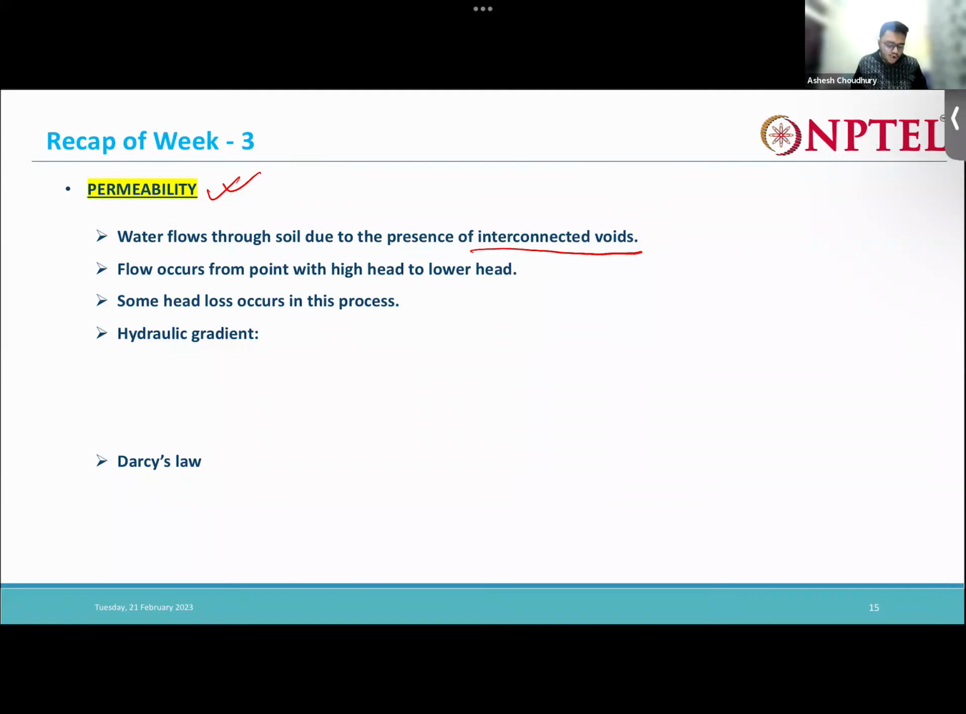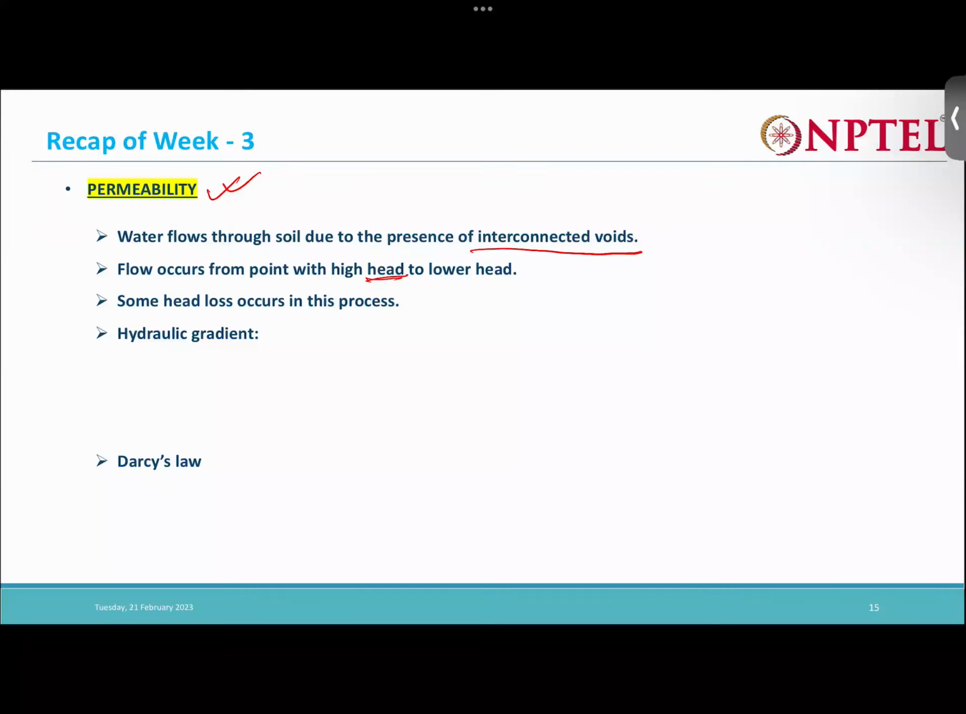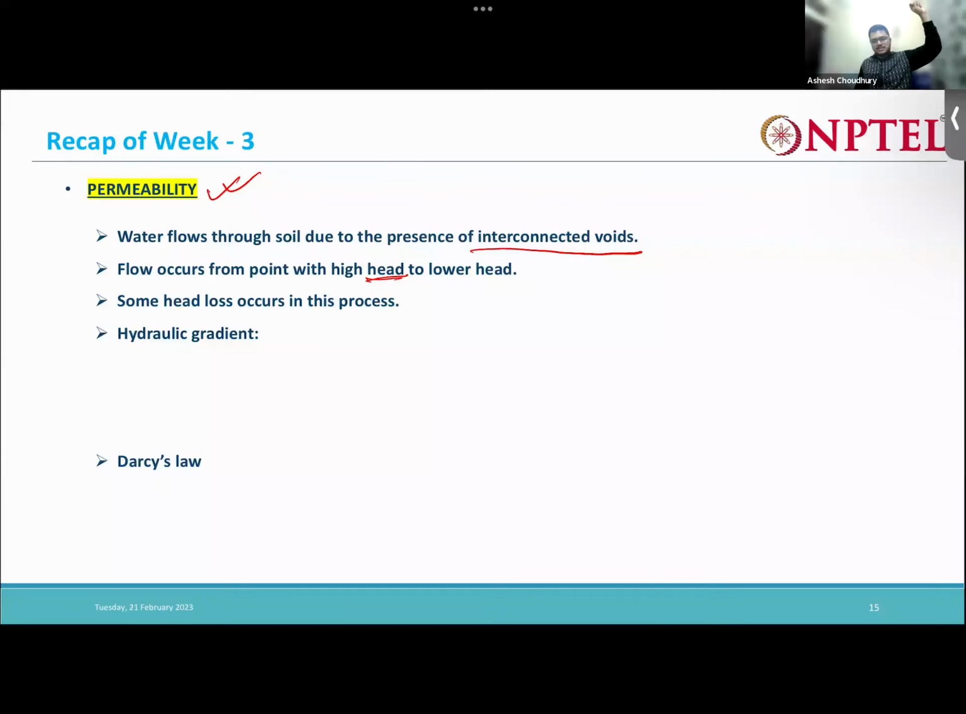Now, flow always occurs from the point with high head to lower head. Obviously, water will always flow from a point of higher energy to a point of lower energy. So head is the term that we use here. The flow occurs from the point with higher head, meaning higher energy, to a point of lower head, that is lower energy. During this flow, some head loss occurs.